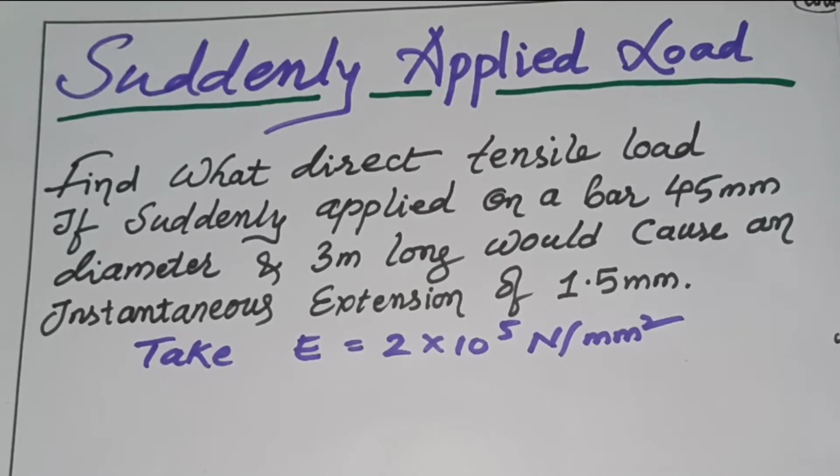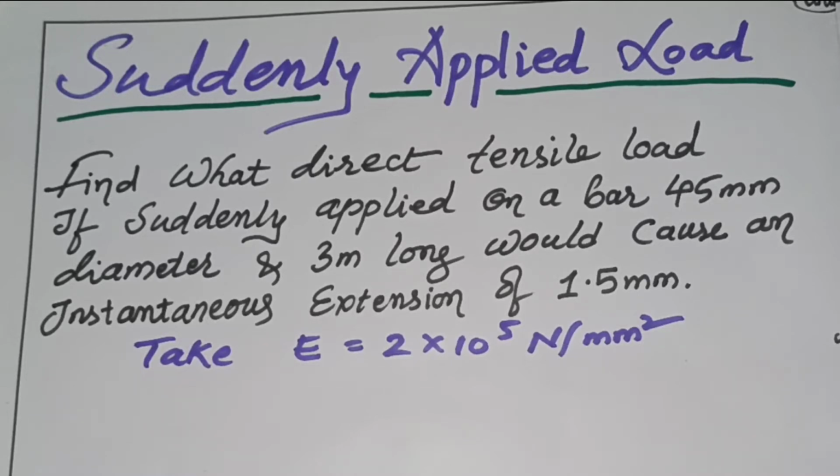So today we are going to solve the problems on suddenly applied load. As we know, there are three types of axial loads. One, gradually applied load. Second, suddenly applied load. And third, impact load. Whatever previous problems we have solved were all on gradually applied load. Now in this class we are going to discuss what we mean by suddenly applied load and their problems.